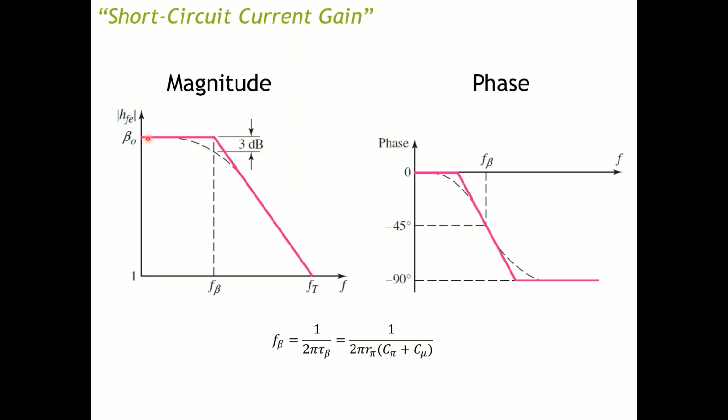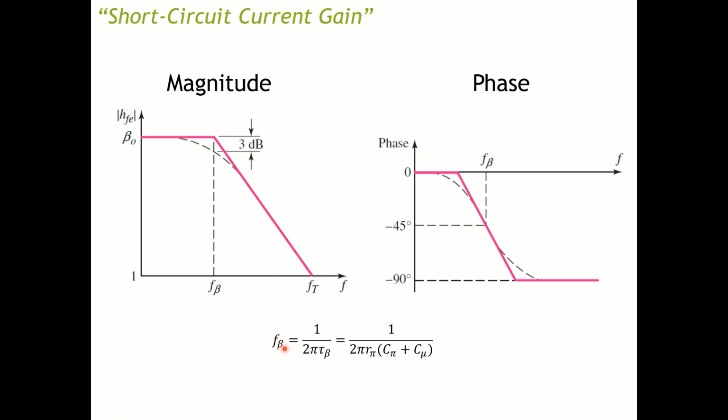It looks like a low pass filter with the current gain of beta, as we discussed. This curve is the actual curve, and this is the Bode plot. At the corner frequency, the gain is actually 3 dB lower than the maximum current gain.